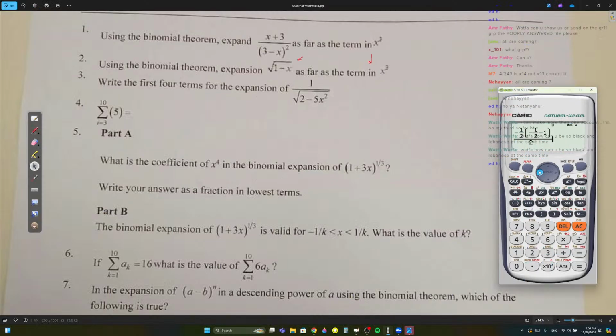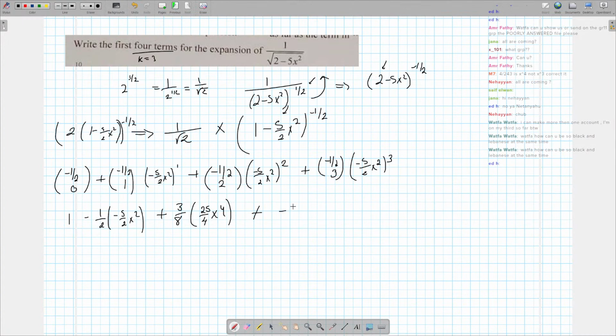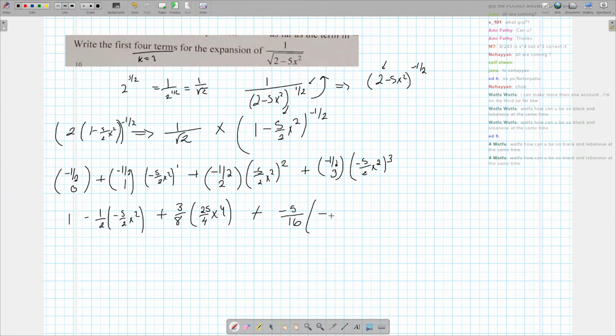We just change this to 3 factorial, minus 1 over 2, minus 2, minus 5 over 16. Okay, and then this cubed is going to stay negative because it's an odd exponent. Okay, it's going to become minus 125 over 8 x to the power of 6.